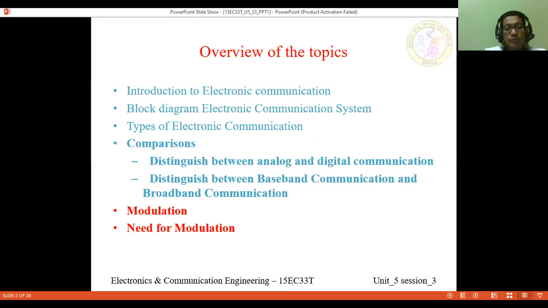In the previous sessions, we discussed the basic concepts of electronic communication, the block diagram of an electronic communication system, and types of electronic communication. In session 1 and session 2, we discussed the difference between analog communication and digital communication, as well as the difference between baseband communication and broadband communication. Now, in today's discussion, we are going to discuss modulation and the need for modulation.